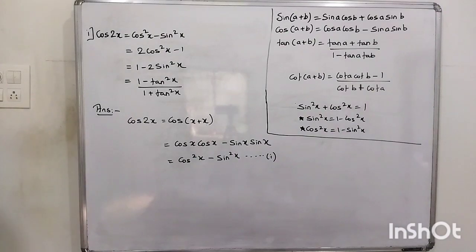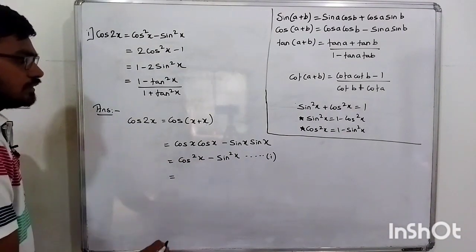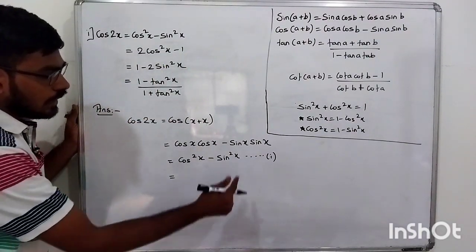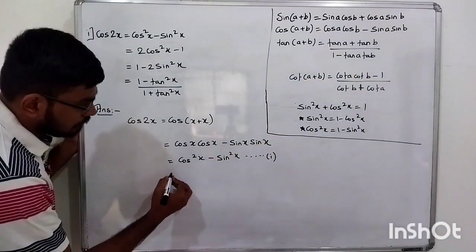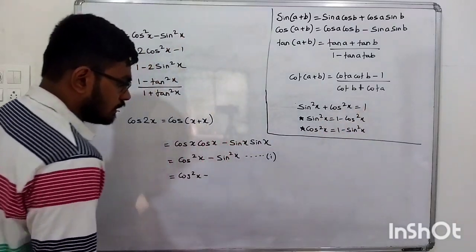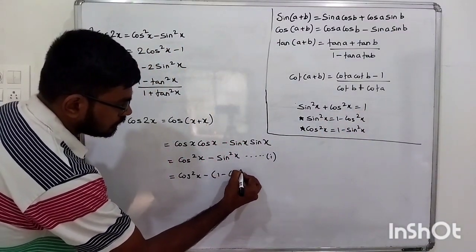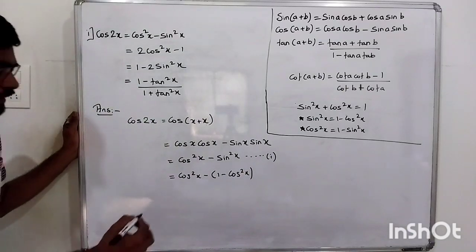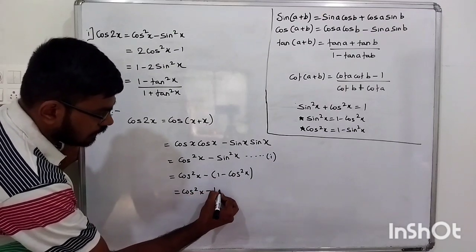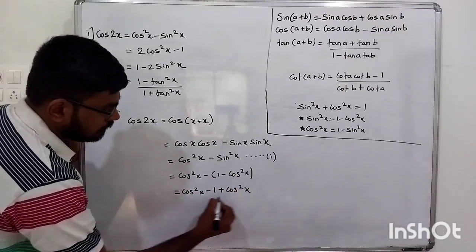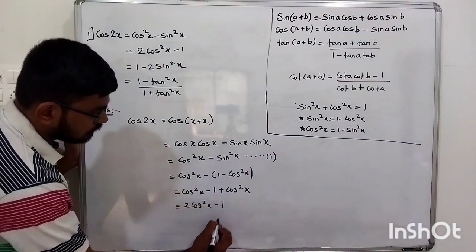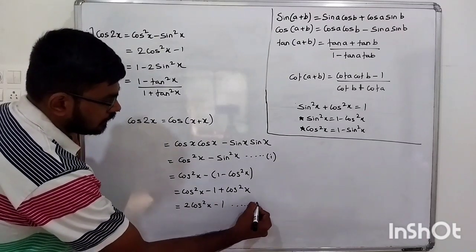So using those formulas, we can solve this. First we want 2 cos square x minus 1, so I'll convert this into cos square x. So cos square x minus, in place of sin square x, I'll write 1 minus cos square x. Then just simplify this. If I remove the bracket, what I'll get? Cos square x minus 1 plus cos square x. And when we add this and this, we get 2 cos square x minus 1. So this is the second formula.